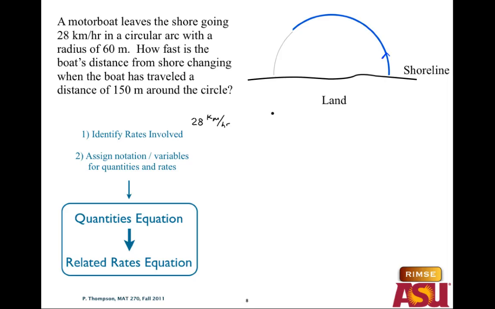Okay, so what other rate do we have here? It says, how fast is the boat's distance from the shore changing? Okay, can you visualize what that is? So this is rate number 1. And then this is the other rate: how fast the boat's distance from the shore is changing. So can you imagine that distance? How would you explain or describe or see that distance? Yeah. Like in this picture here.